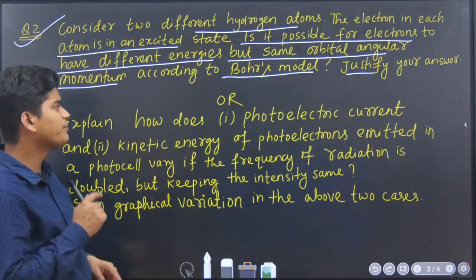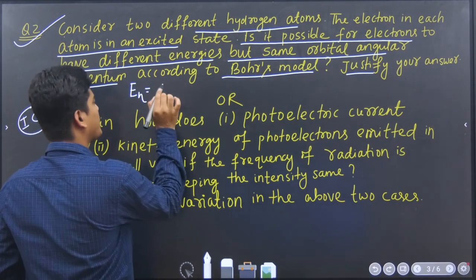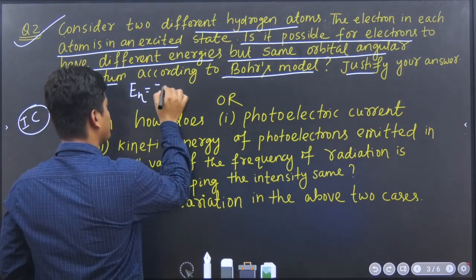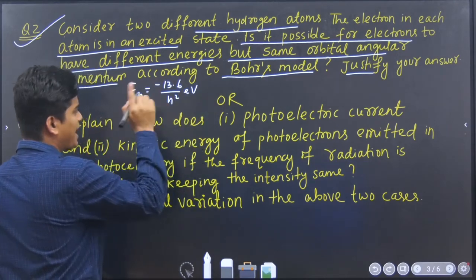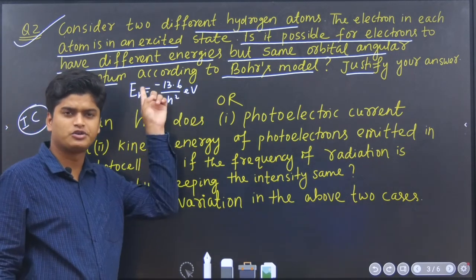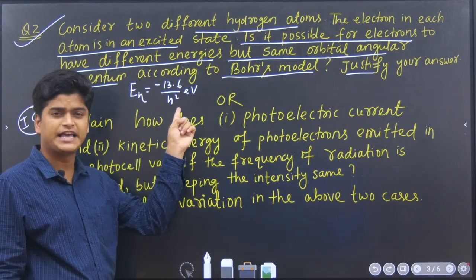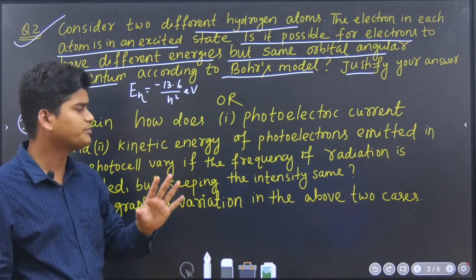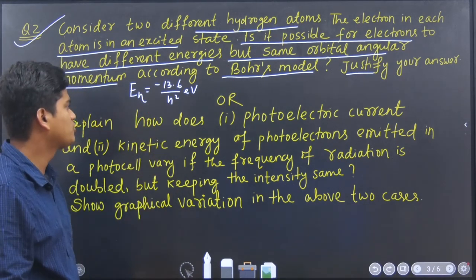So, there are two things you have to remember here. First, you have to consider that energy is quantized, that means the energy in the nth orbit is basically minus 13.6 electron volt by n square. When you study atomic physics, that time you will understand. For the hydrogen atom, if the electron is in the nth orbit, the energy is basically minus 13.6 by n square electron volt.